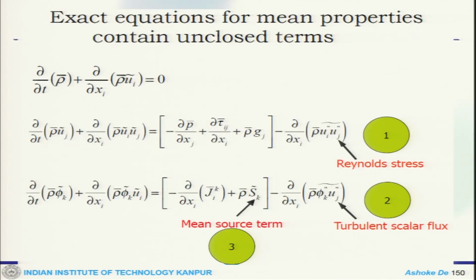Now, when you come to the exact equation of these mean properties, which contains the unclosed terms, this is again density averaged quantities.